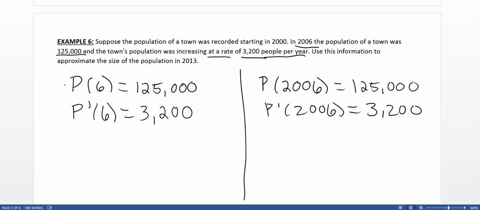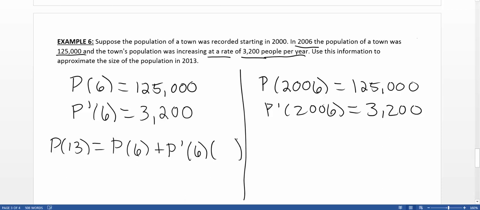Now, we want to use this information to approximate the population in 2013. So since I started measuring in 2000, I'm interested in p of 13. So that's going to equal the point I have plus the derivative at that point times delta x. So to go from 2006 to 2013, or time equals 6 to time equals 13, that's 7 years forward, which means I'm going to be multiplying my derivative by 7. My delta x here is going to be 7. So again, I'm going to carefully plug in these values.